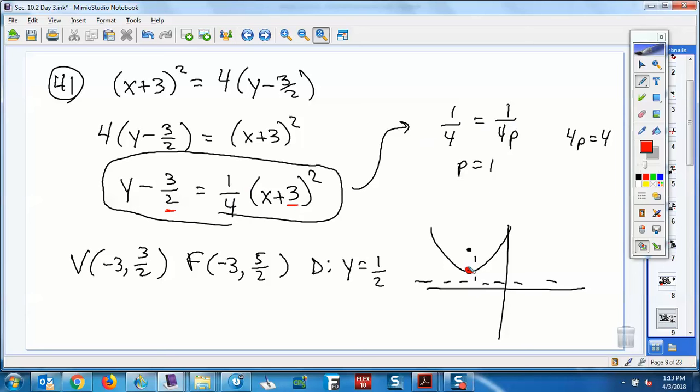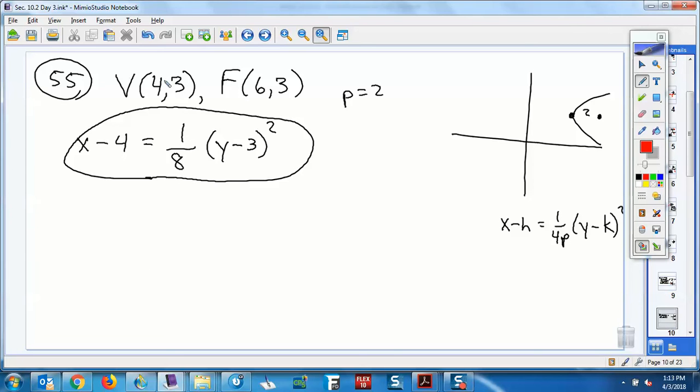So we're going to go 1 down, 1 up. If we go 1 down, that's y equals 1/2. And if we go up 1 from 3/2, or 1 1/2, that'd be 2 1/2, 5/2. So (-3, 5/2) would be the focus.